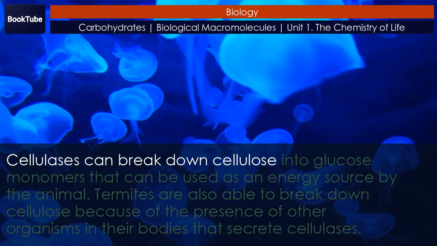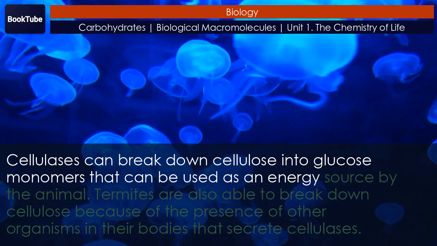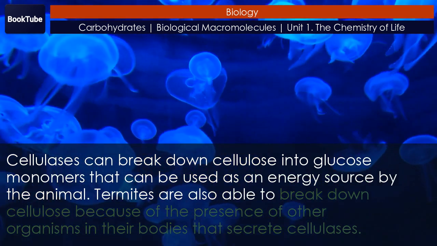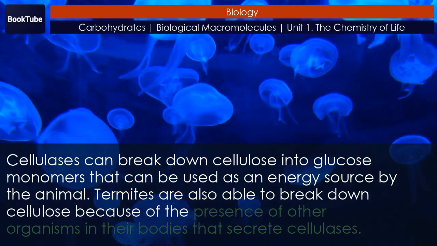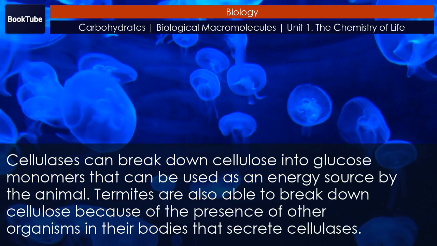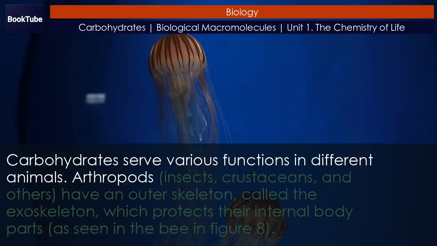Cellulases can break down cellulose into glucose monomers that can be used as an energy source by the animal. Termites are also able to break down cellulose because of the presence of other organisms in their bodies that secrete cellulases. Carbohydrates serve various functions in different animals.